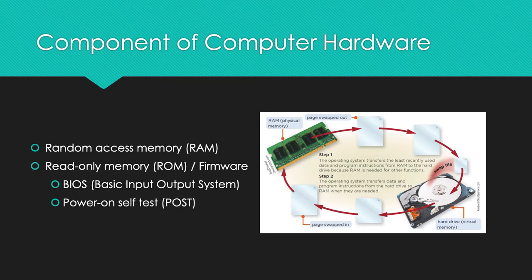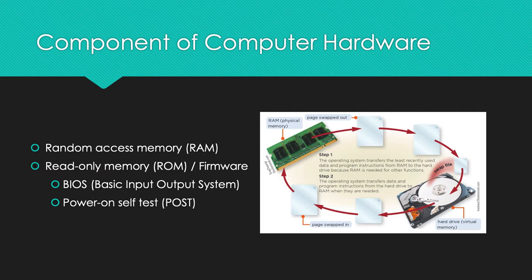Next, we have RAM, which is random access memory. Here you can see in the diagram, basically it is temporary memory that holds the data which you have used quite recently. And from there it will either transfer or move data from the hardware to the RAM. This is to increase the efficiency of the PC.